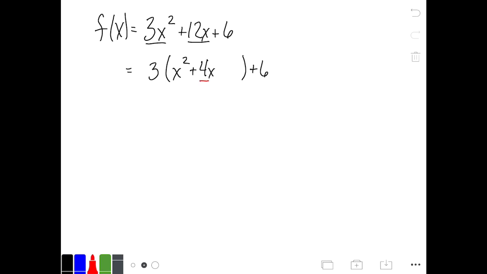I take the number next to x, which in this case is 4. I half it, and then I square it. So half of 4 is 2. 2 squared is equal to 4. So I put plus 4 in that spot.